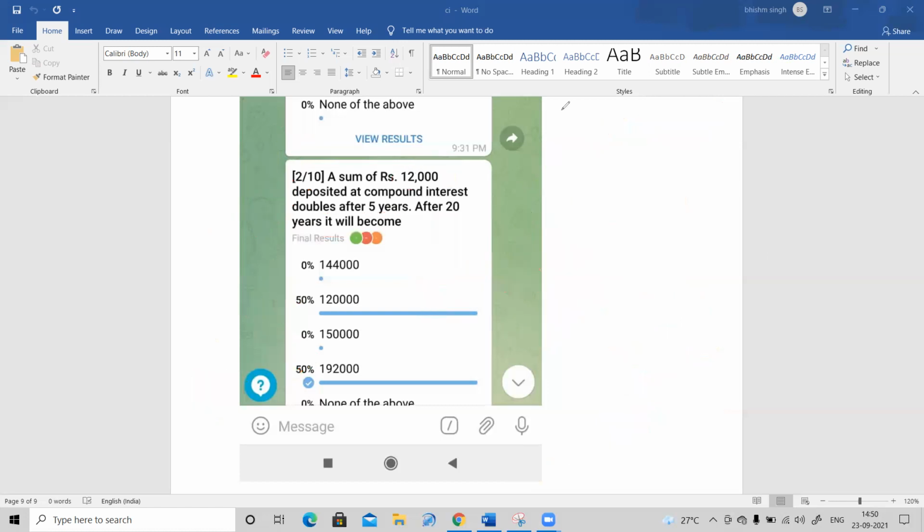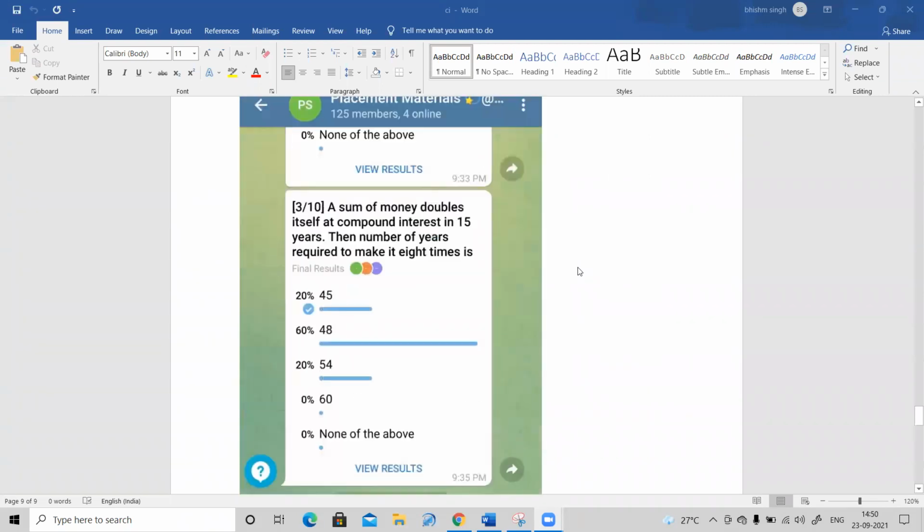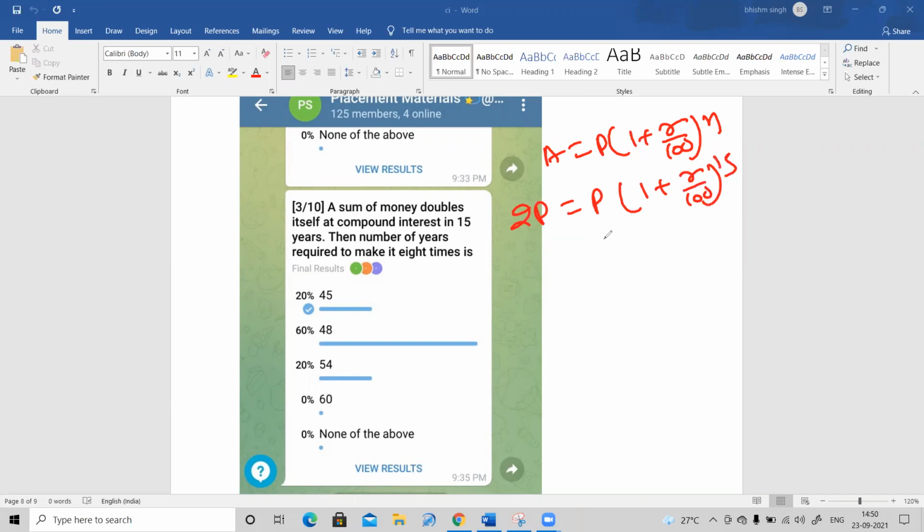Now we will try the next question, question number 3. Question number 3, you all see. They are asking here, a sum of money doubles itself at compound interest in 15 years. Amount is equal to principal times 1 plus R divided by 100 to the power n. So the amount is how much here? Double they are taking. So I will write 2P here, and this is P in how many years? 15 years. So I will put 15 here.